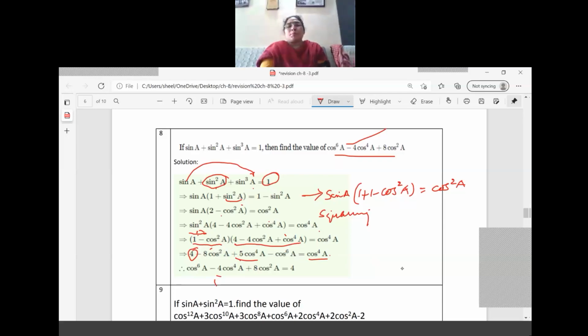So here you have to remember which terms you have to group. Sine A plus sine cube A, and sine square A we are taking to that side. The purpose is cos square only. But on the left side you still have a sine A, so that should be sine square. Then only we can convert it into cos square only. So squaring on both sides we are doing.